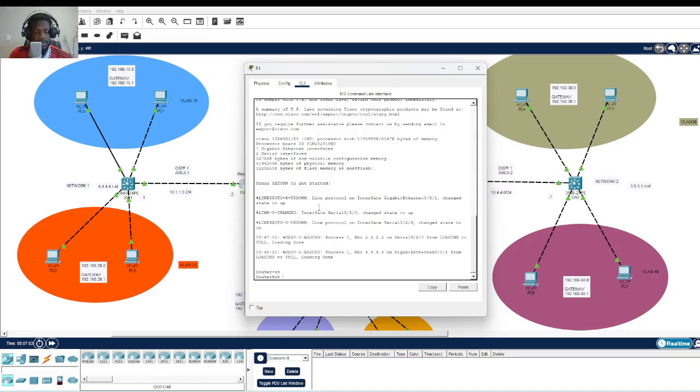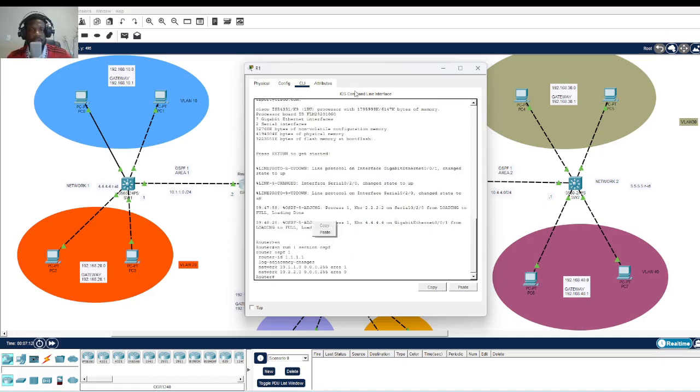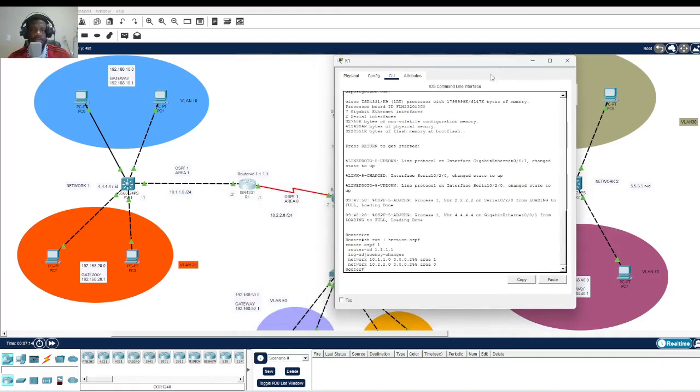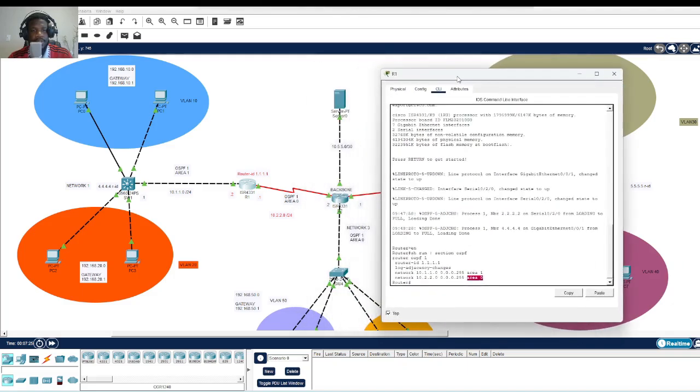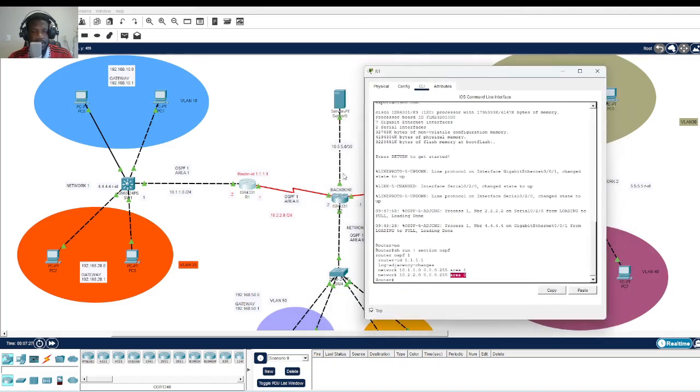Okay. Now if we go over here to the ABR, your ABRs usually would advertise multiple areas. So if I do show run, all right, this is our ABR, which is this guy right here. We can see that we're advertising area 1 and area 0, because we're directly connected to the backbone and also directly connected to area 1.